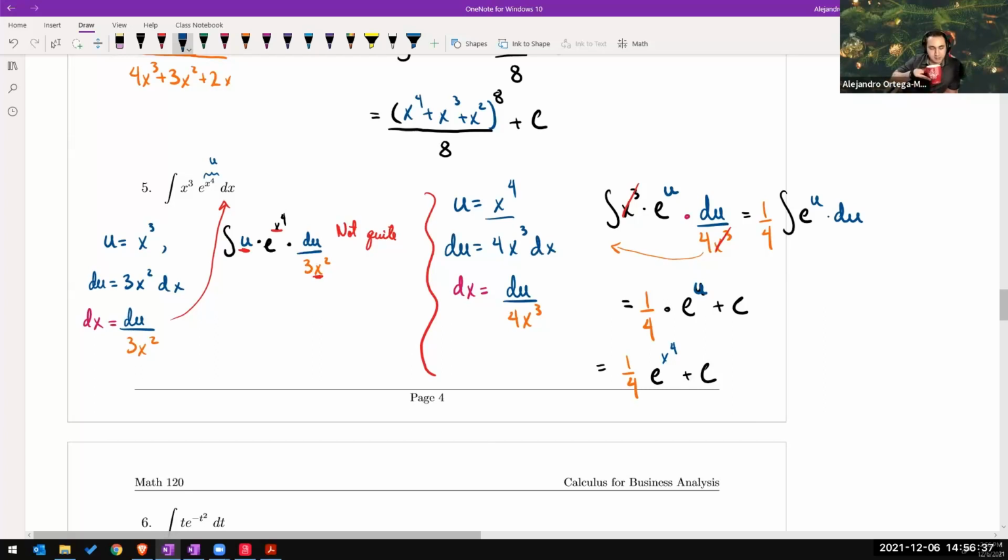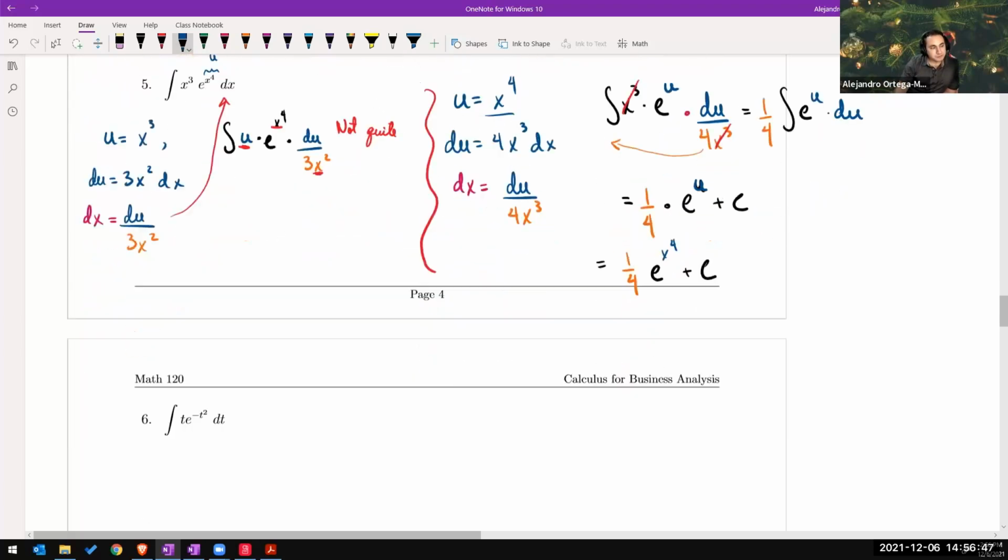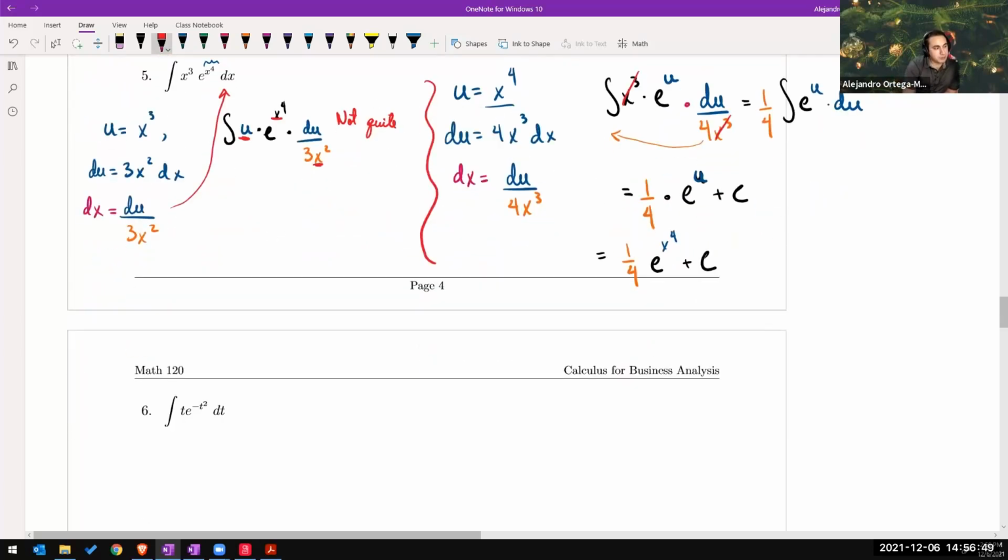Okay, so now let's take a look at another one. But I'll let you guys try this one, at least for the startup. So what might be the u for that one? What's the u? And how does it look once we replace it?